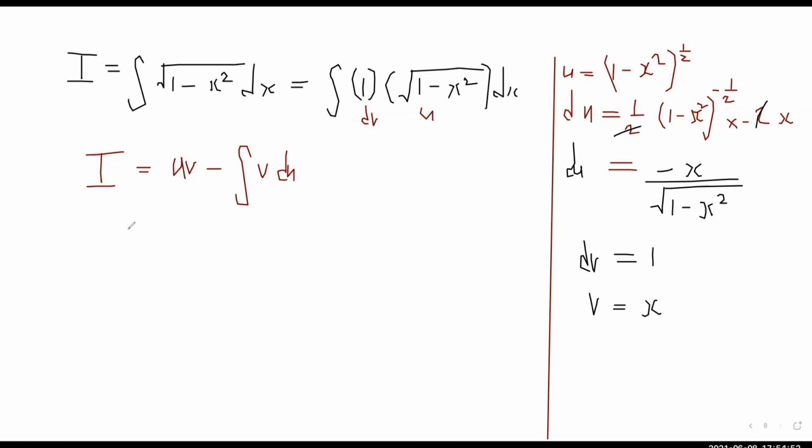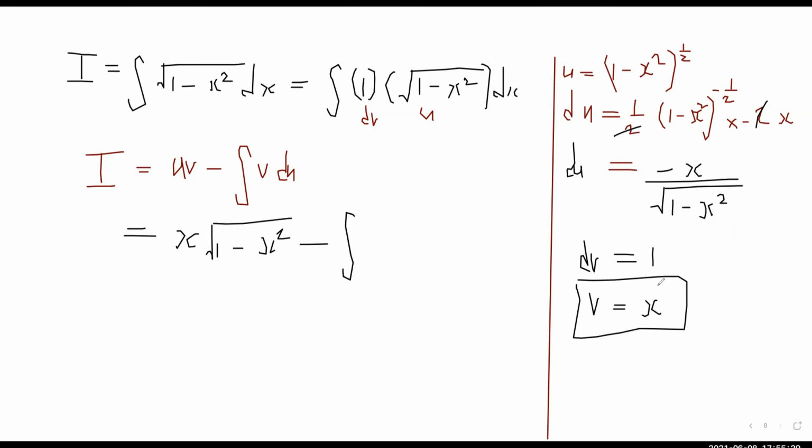So I is u times v now. This is all u up here times v. Let me put a box around u and v. This is v, and this up here is u. So u times v is going to be x times the square root of 1 minus x squared, minus the integral of v du. So it's minus the integral of x times minus x over the square root of 1 minus x squared.